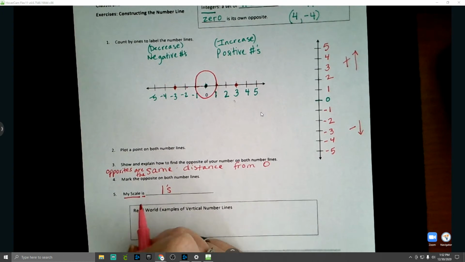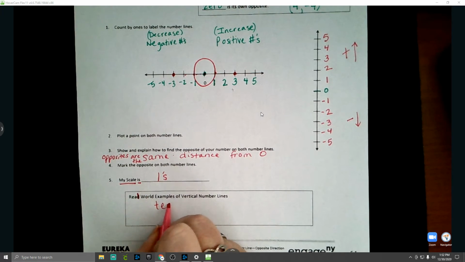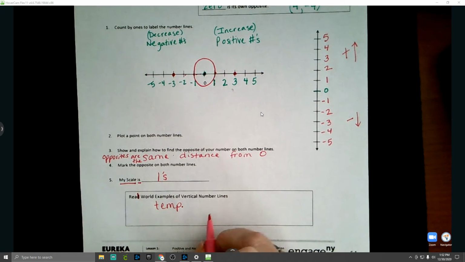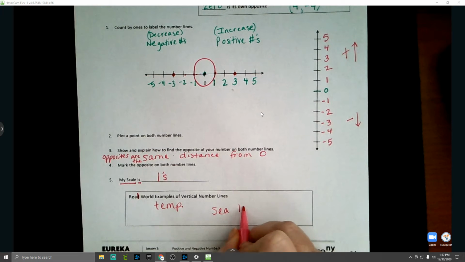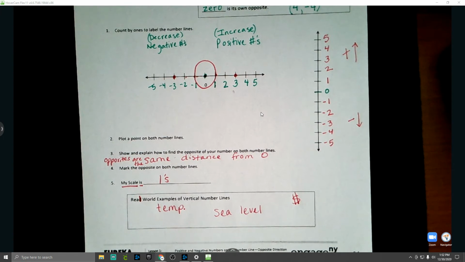This should be real world examples, not read. So you can change that. Real world examples of vertical number lines would be, as I said, temperature or sea level, money. Those would be some real world examples.